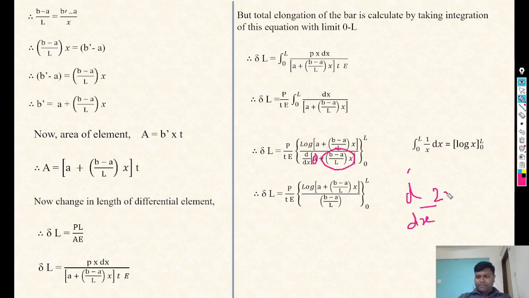Derivative of 2x is equal to what? 2. Derivative of 2x is equal to 2. So this 2 means constant term is this b by b minus a by L. So this will be as it is.